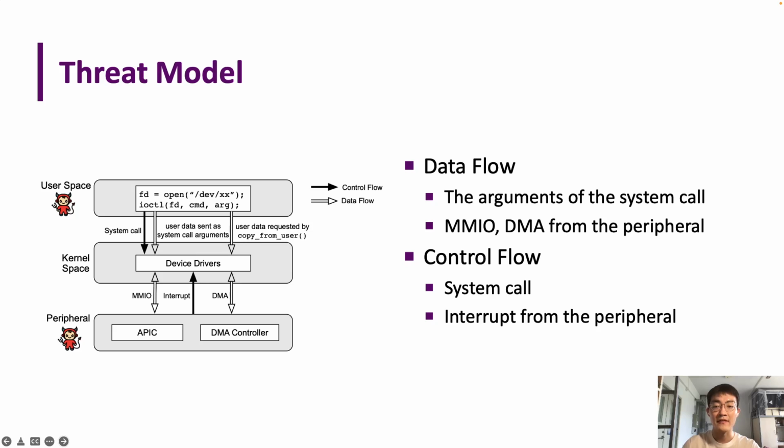And drivers may have a very large attack surface. The user program could send system calls with different arguments to change the data flow, and the peripheral could interact with drivers by MMIO or DMA to change the data flow of drivers. As for the control flow of drivers, the user program could send different system calls to change it, and the peripheral could send an interrupt signal to drivers to preempt the processor and interrupt the current control flow. So, a smart fuzzer should consider attacks from both the user space and the peripheral.